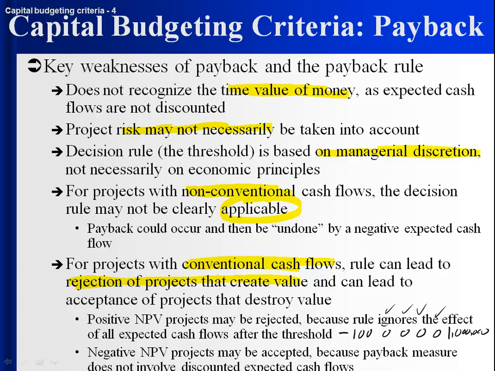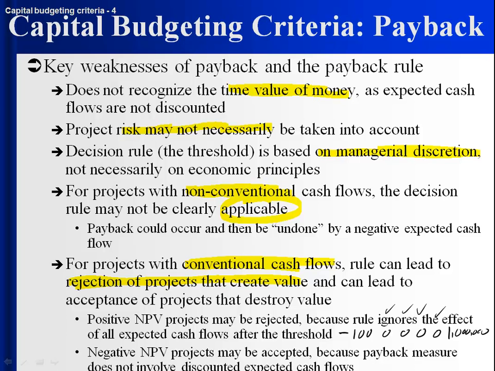What happens is payback is always going to reject projects where a lot of the benefits happen late in the future, after the threshold, because it's not going to take those into account. And when you have very few early, you're not going to get your payback back in time.